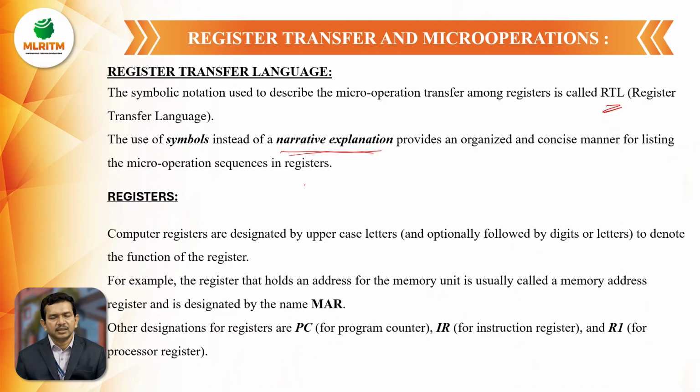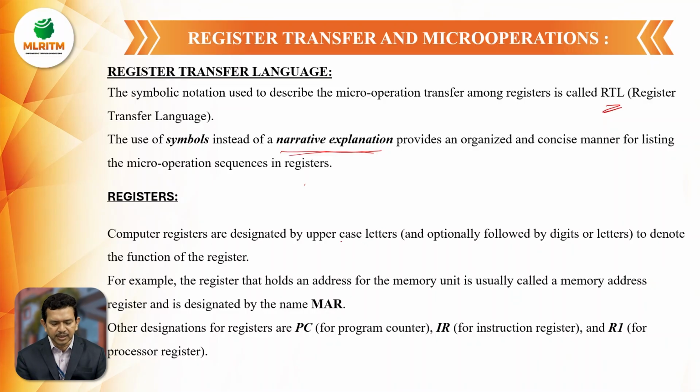Next, what are registers and how are they designated? Registers contain some information and we do operations on that information. If a register contains some information, it should be represented in a particular format. Basically, first we have to see how these are represented. First I should know how these registers are represented, and once they are represented, then I can say how the operations can be carried out.